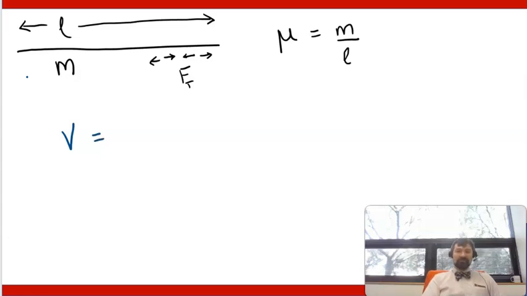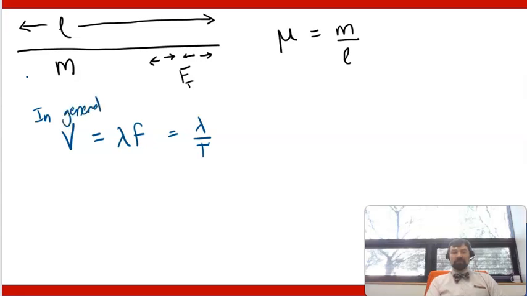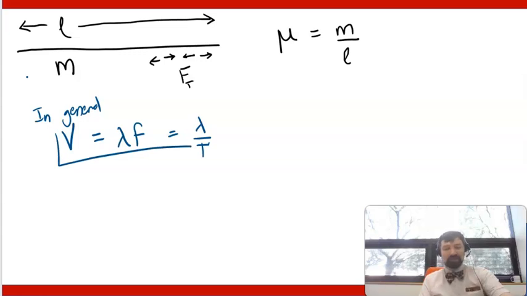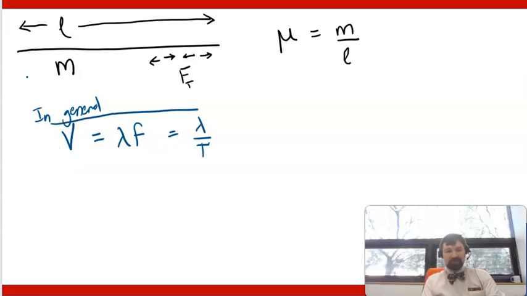In general, v is given by the wavelength times the frequency, or it's given by the wavelength divided by the period. So in general, this is true whether we're talking mechanical waves, whether we're talking transverse, whether we're talking longitudinal, mechanical, electromagnetic, whatever. So in general, this equation is true.